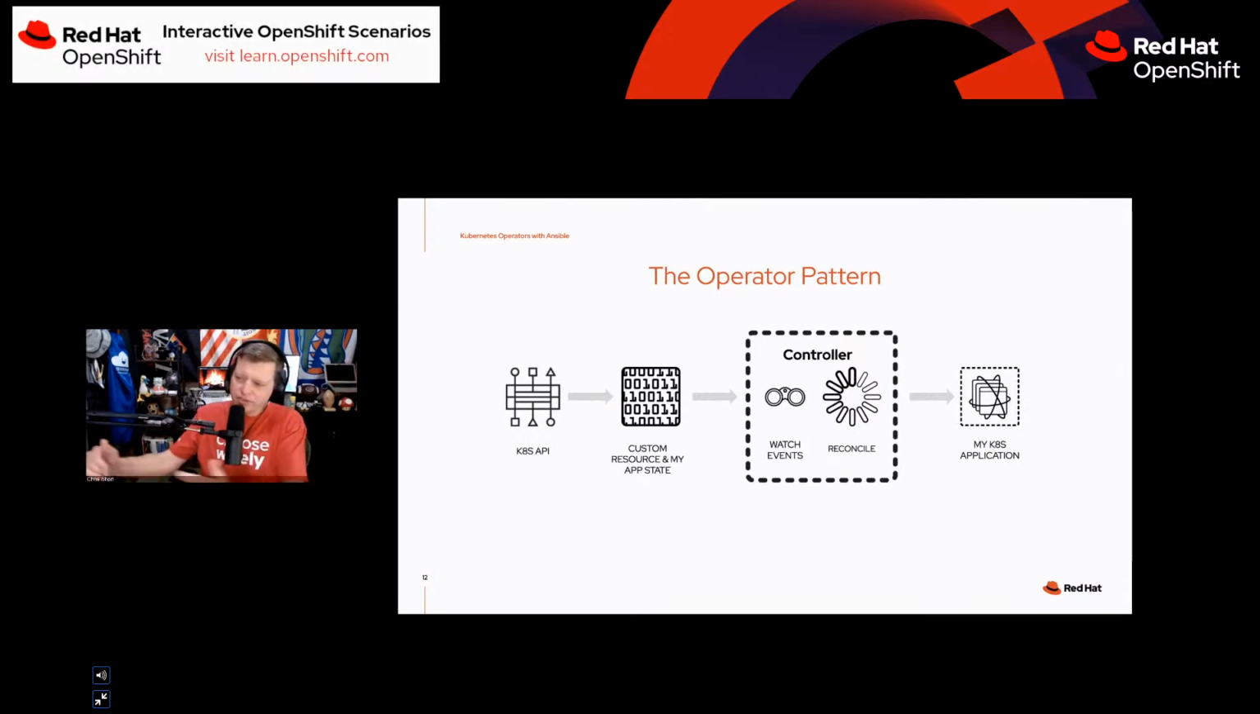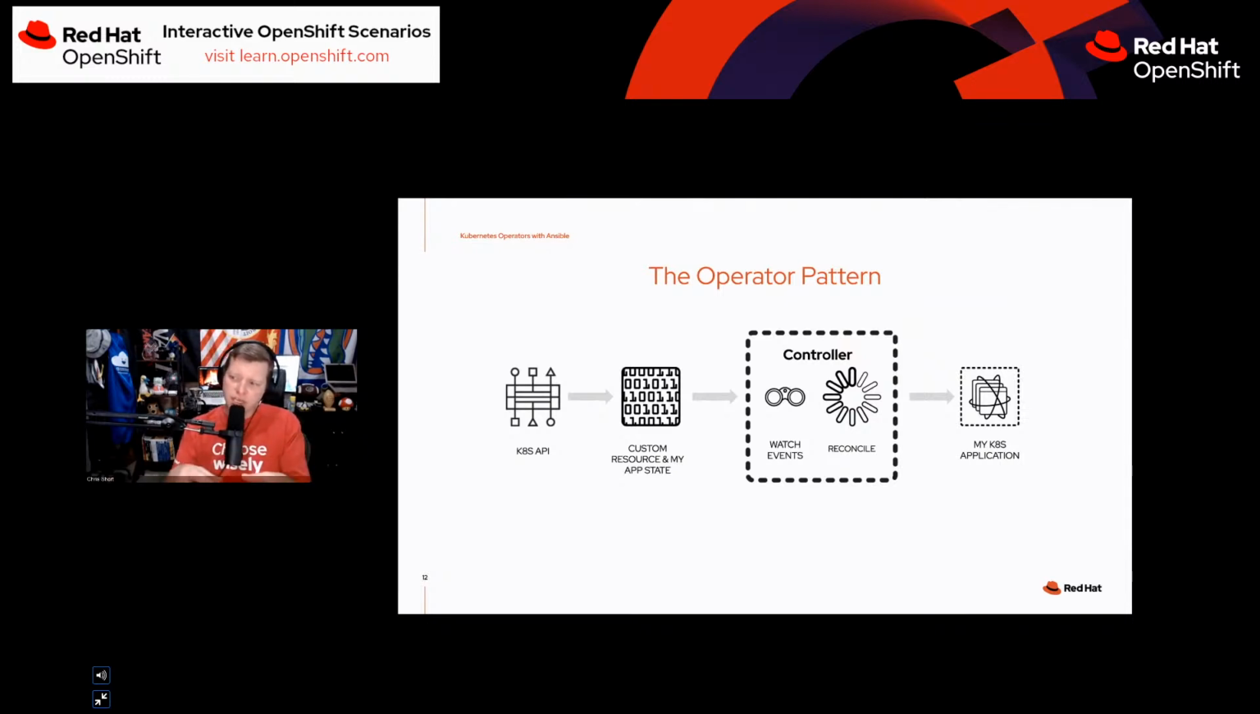Moving left to right, you have the K8s API, the Kubernetes API. You have some custom resource in your application state, and then a controller, which has two things underneath it. It has the event watching capability, and it has a reconciliation loop. And that reconciliation loop is what occurs when the watch event is triggered, right? So you're watching for things based off a group, a version, and a kind. We'll talk about that in a second.